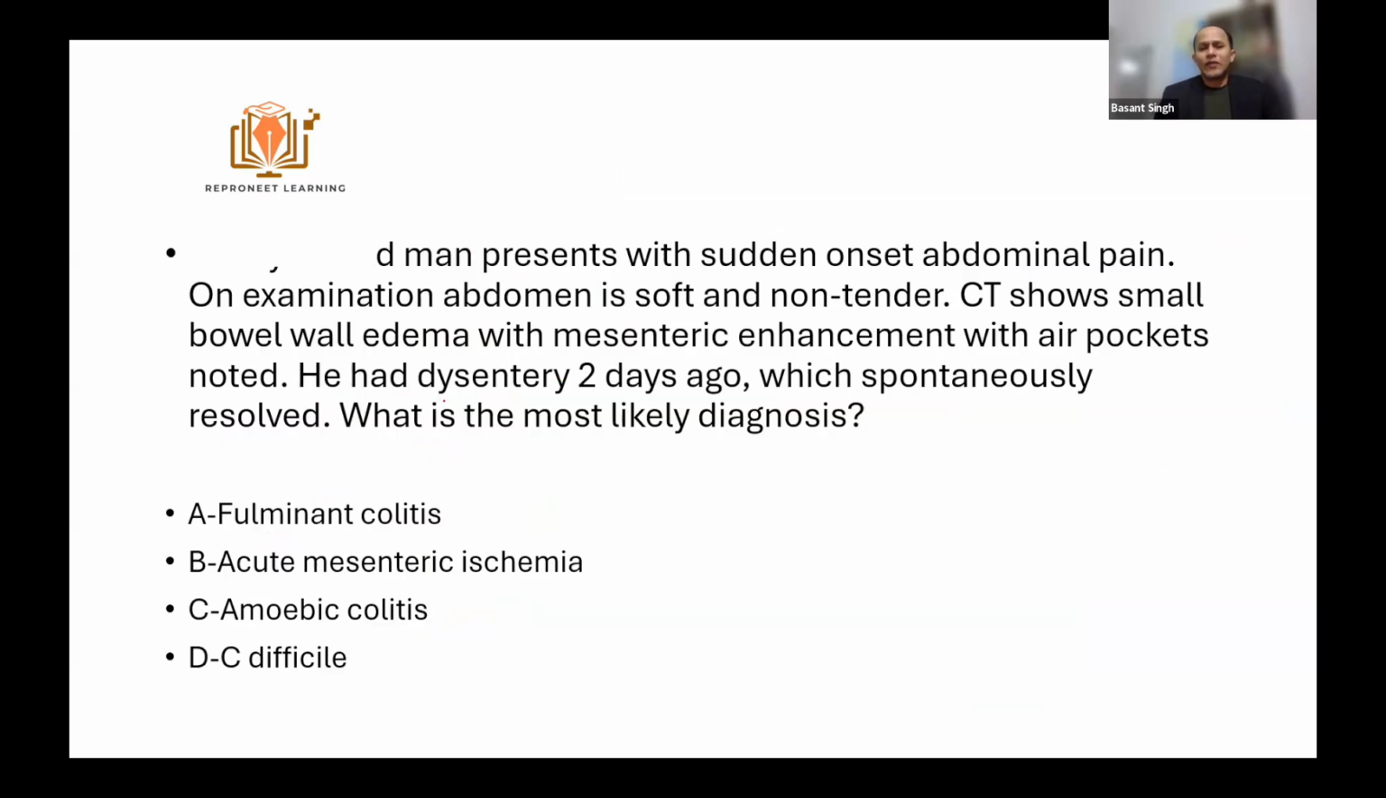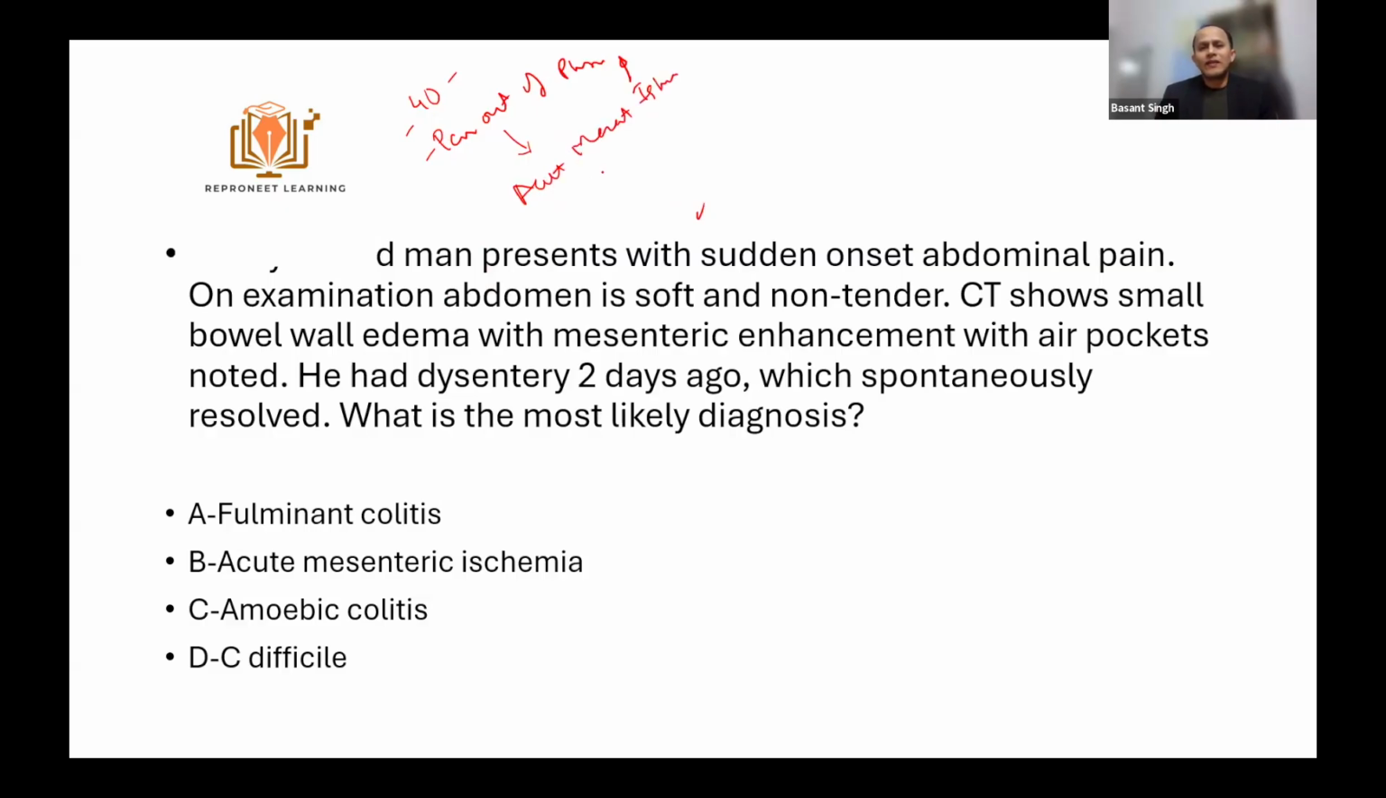So we have to first screen all the options. We know what it is, but obviously we have to see all the options and rule them out. If you want to analyze this question, this is a 40-year-old patient who has abdominal pain. So what is the first clue that the examiner is giving you? He's saying that the abdomen is soft, but it has sudden onset pain. So it's basically pain out of proportion to physical findings. That is the first pointer the examiner is giving you, and that is very classical of acute mesenteric ischemia.